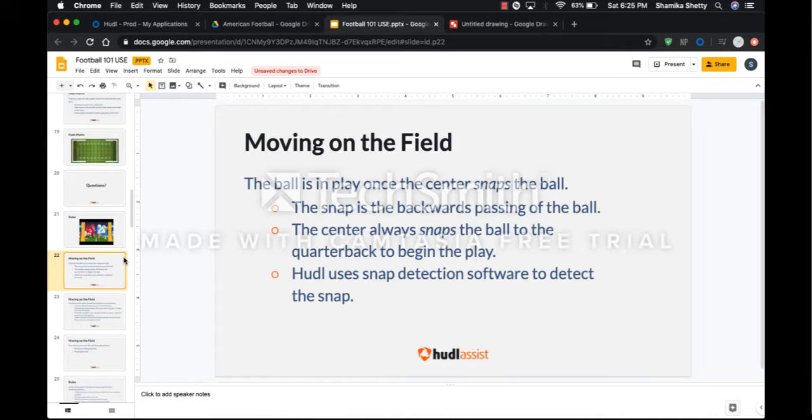Kickoff is obviously a kicking play. They will come, do a kickoff, and kick the ball. Whichever team first grabs the ball will become the offensive team. Let's give an example. There is team A and team B. Team A is playing from the left hand side of the field, moving towards the right. Team B is playing on the right hand side of the field, moving towards the left.